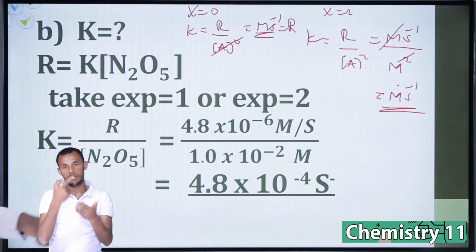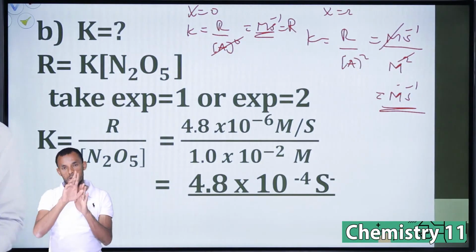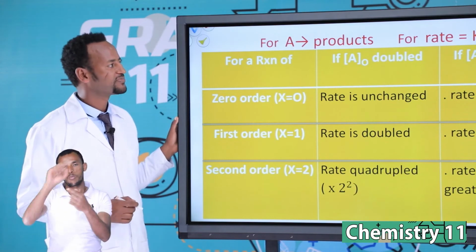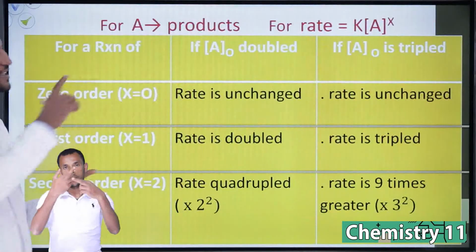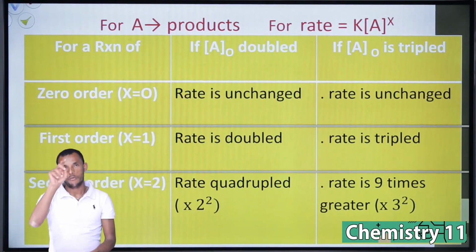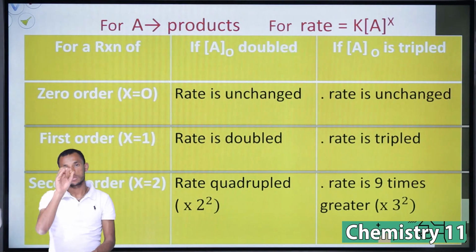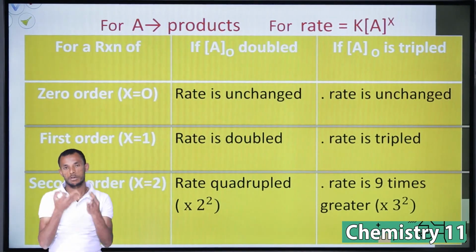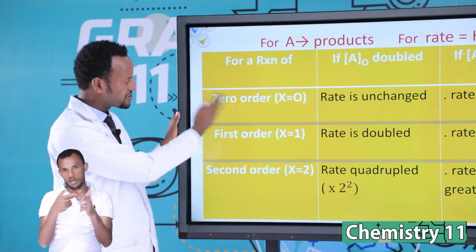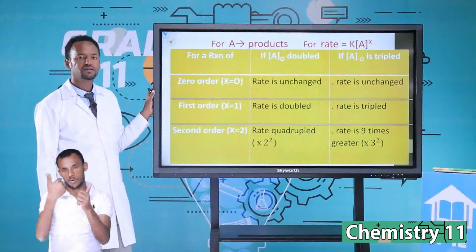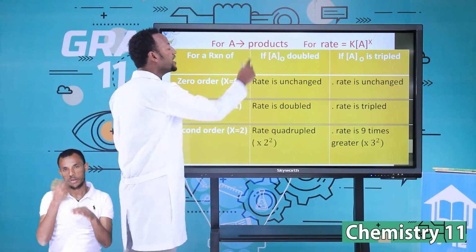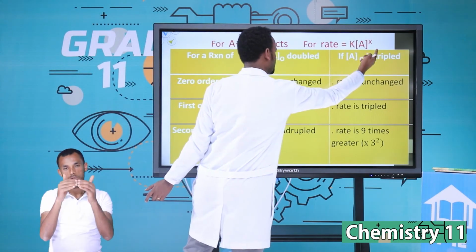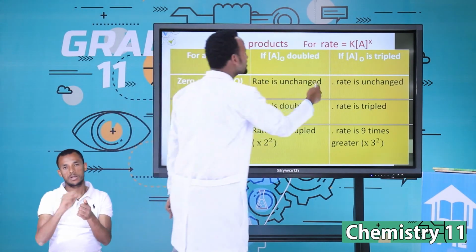By using this formula, determine the unit of rate constant. For simply A converted into products, rate is equal to K A to the power of x. You know x can be zero order, first order, second order. Look at this general expression, by using a table, for zero order reaction, first order reaction and second order reaction. The first point here is, if A naught is doubled, what happens? For zero order, the concentration is doubled.